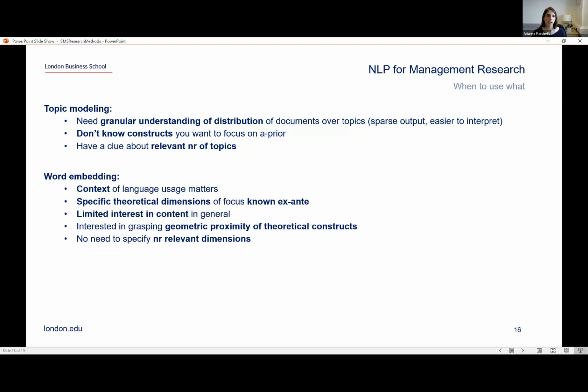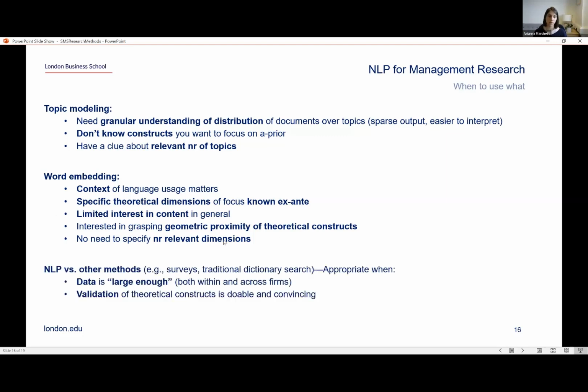On the other hand, word embeddings have the advantage of keeping the context of language into consideration. I think though, because they're much harder to interpret, they're good to use when you don't have any specific interest in the text content in general, but you want to focus on specific theoretical dimensions that you might know ex ante, and you're mostly interested in grasping the geometric proximity of these theoretical constructs. And also, you don't need to know how many relevant dimensions you need to estimate the models.